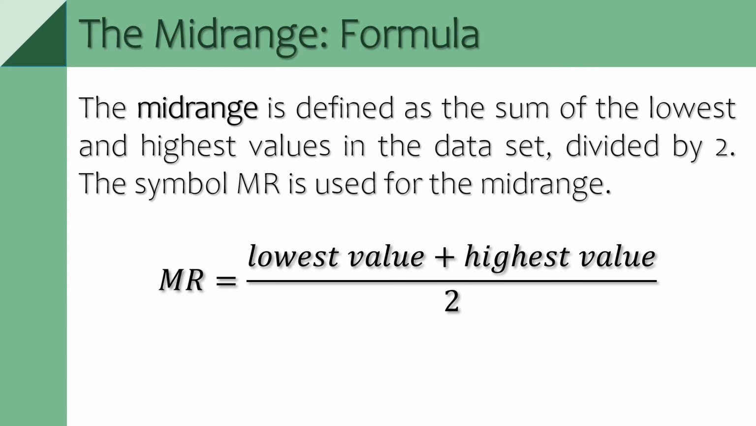Okay, so it is defined as the sum of the lowest and the highest value in the data set divided by 2. And the symbol MR is used for the mid-range. So MR is equals to the lowest value plus highest value all over 2.